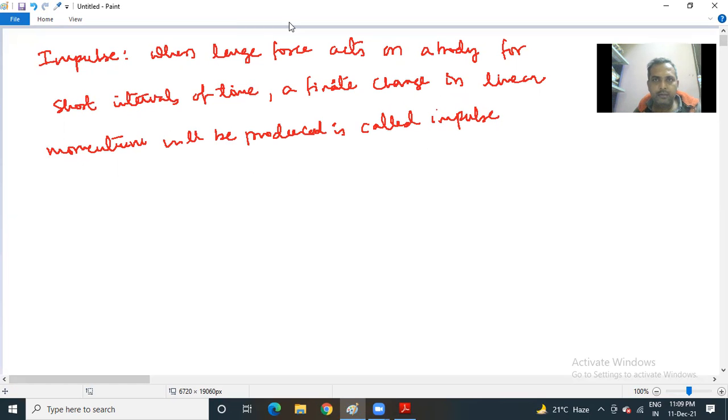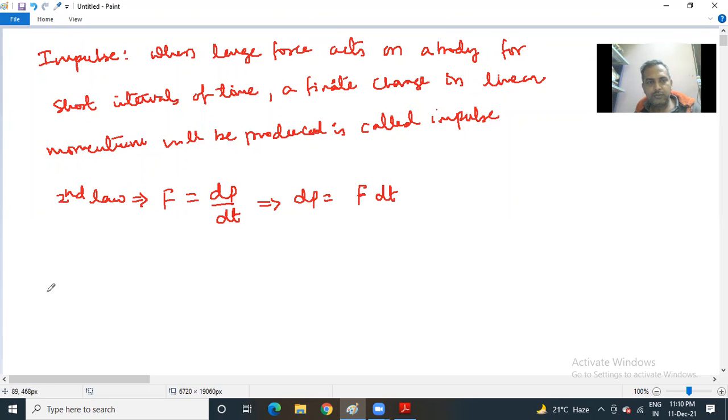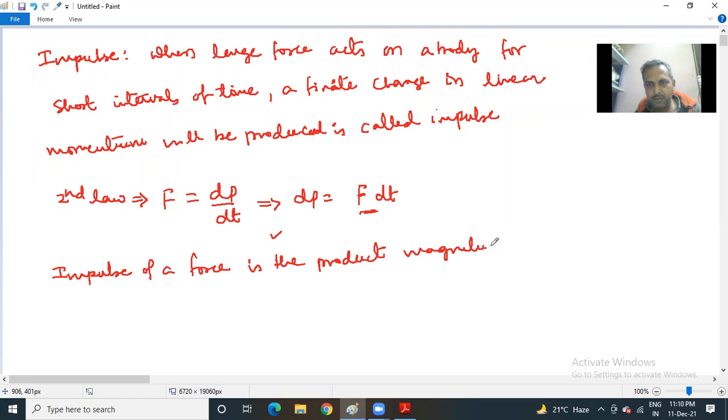Now, from Newton's second law, what we can write is F is equal to dP by dt. So dP, the change in momentum, is equal to F into dt. Therefore, look at this equation: the impulse of a force is the product of the magnitude of force and the time interval during which it acts.